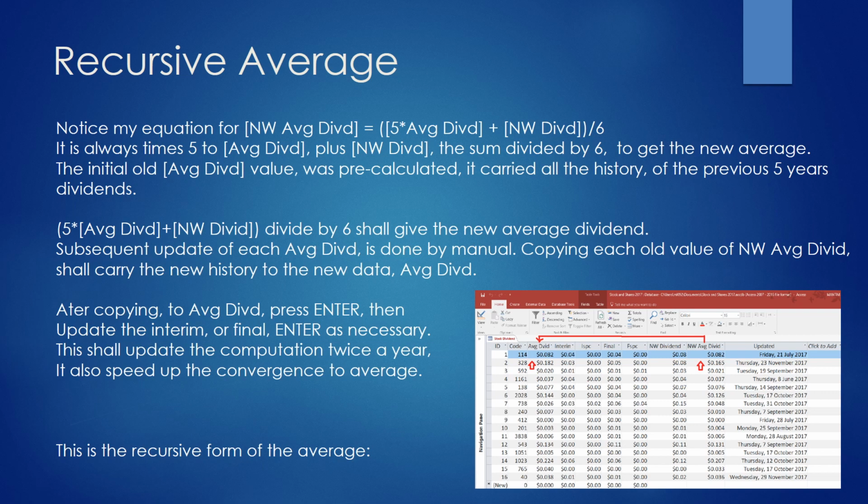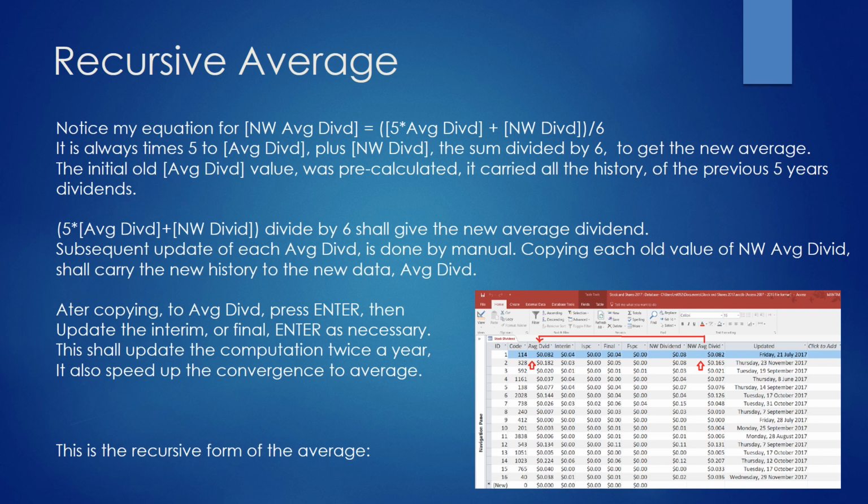5 times average dividend plus new dividend, divided by 6, shall give the new average dividend. Subsequent update of each average dividend is done manually. Copy each old value of new average dividend; this shall carry the new history to the new data, average dividend. After copying to average dividend, press enter. Then update the interim or final, enter as necessary.